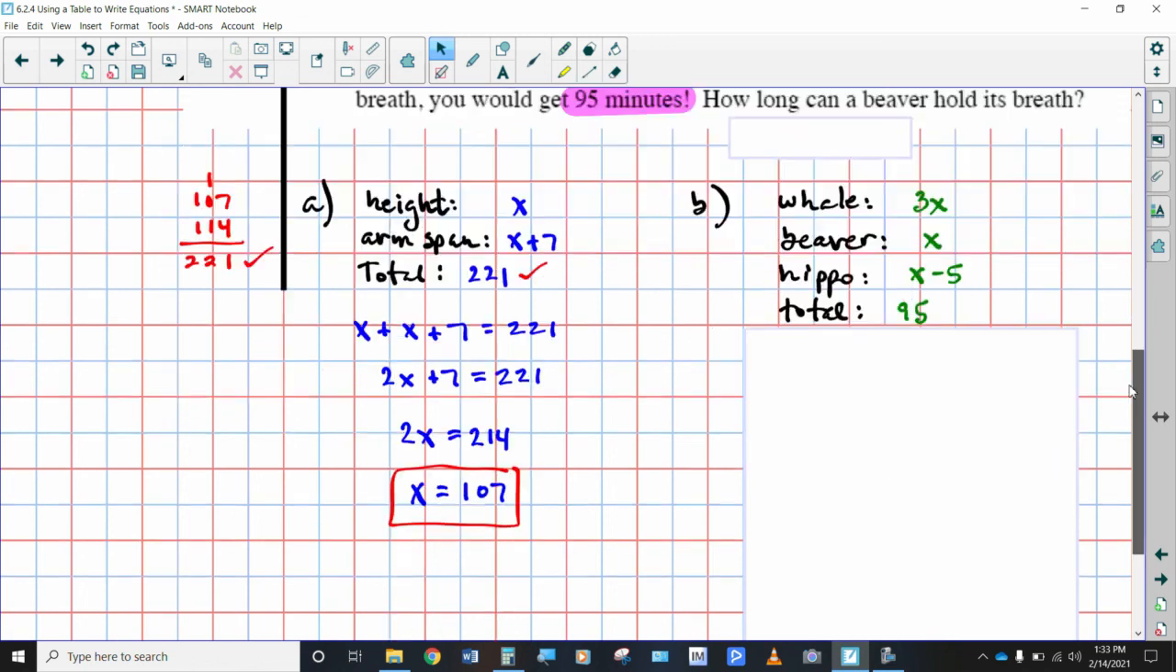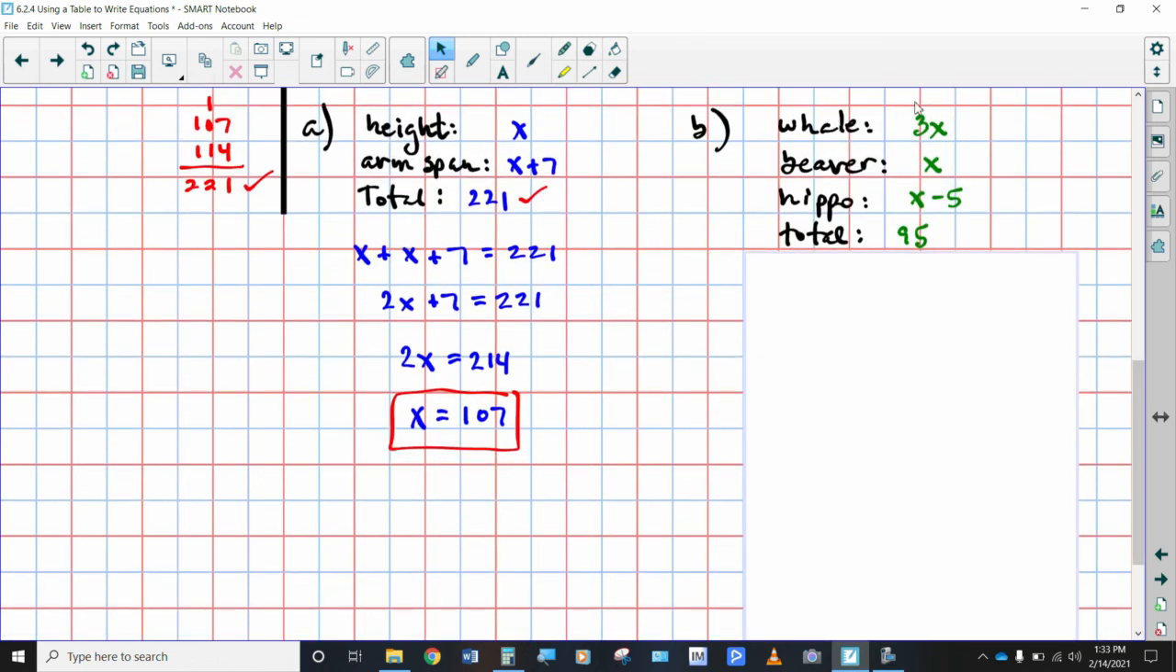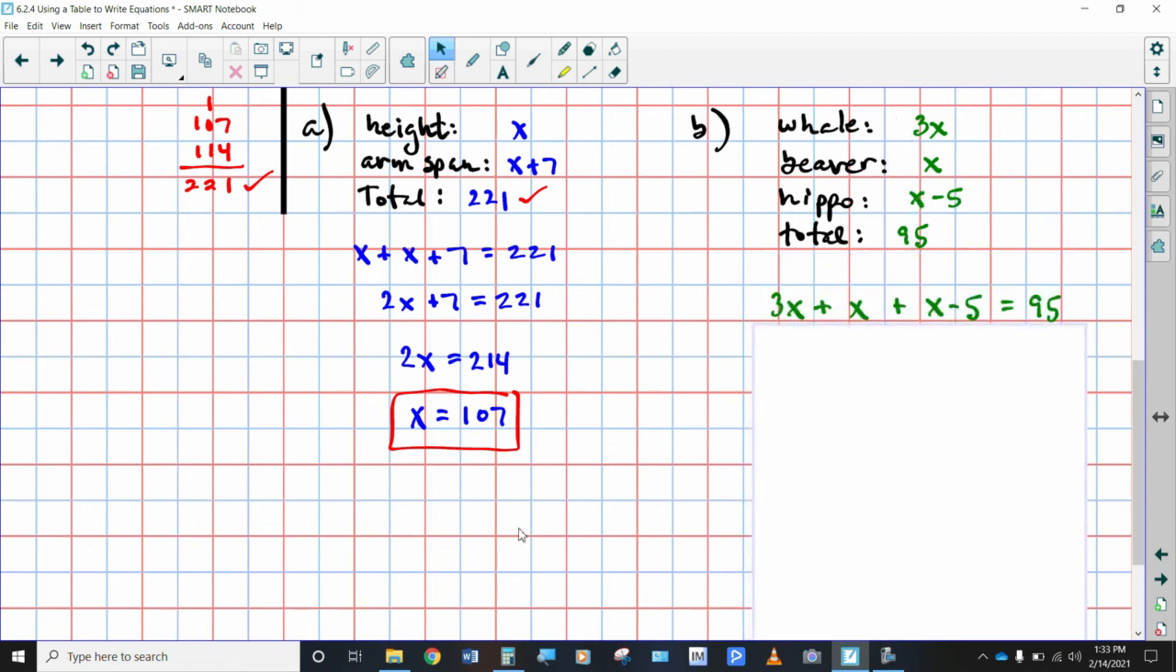So if you add up the amount of time that the whale, the beaver, and the hippo can hold their breath, the total sum has to be 95, so we write that as our equation. Go ahead, pause the video, and solve for x for this particular situation. All right, so let's see how you did.